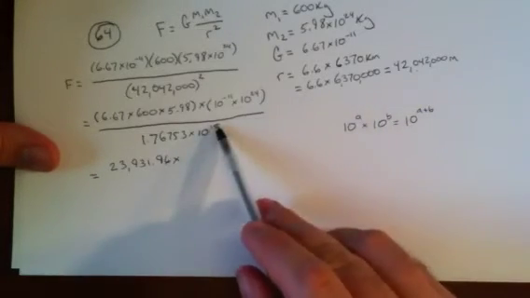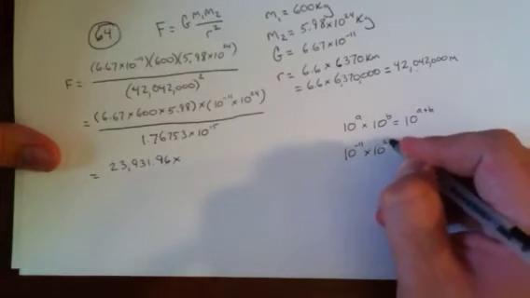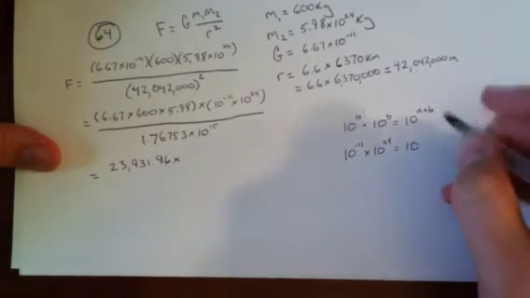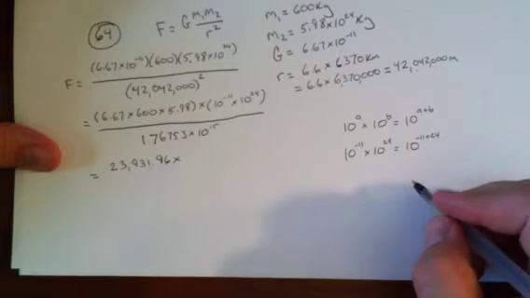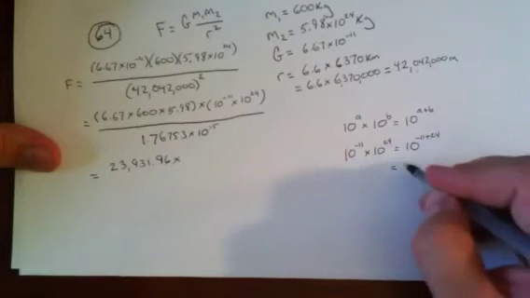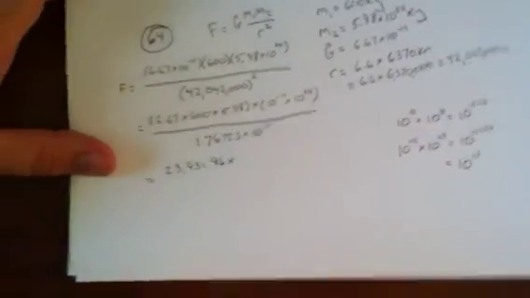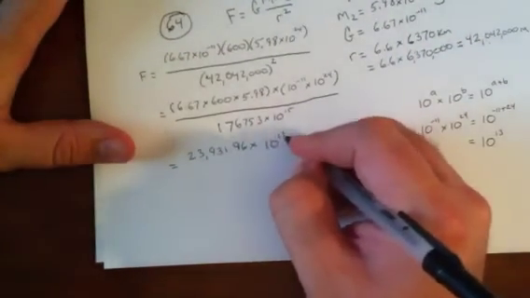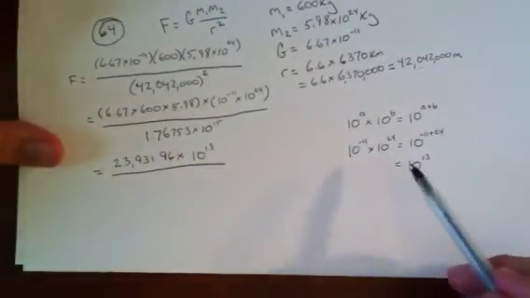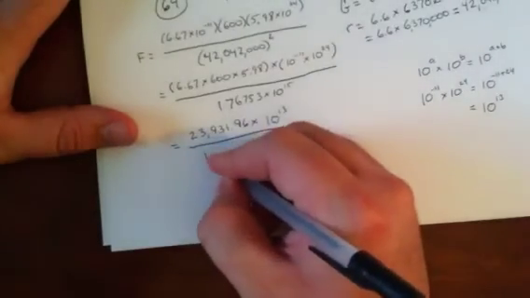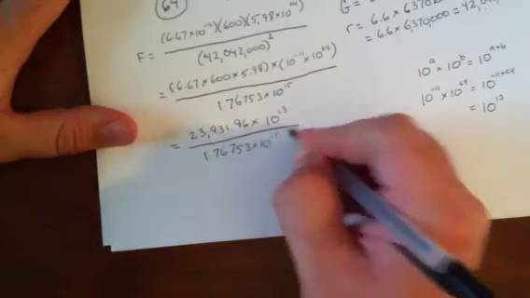Alright? So over here we have 10 to the minus 11 times 10 to the 24th. Well, that's going to be 10 to the minus 11 plus 24. Right? And when you do that, 24 minus 11, you get 10 to the 13th. So we can put that over here, 10 to the 13th. And that's a very useful trick to know dealing with exponents. And then we're dividing that by 1.76753 times 10 to the 15th.